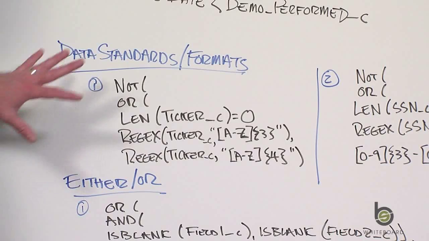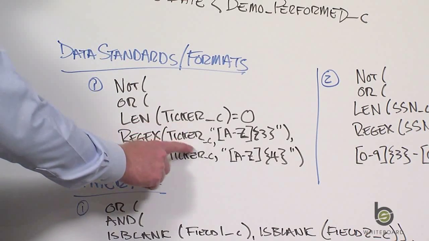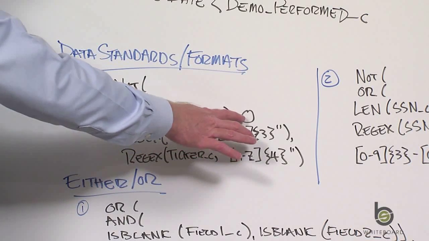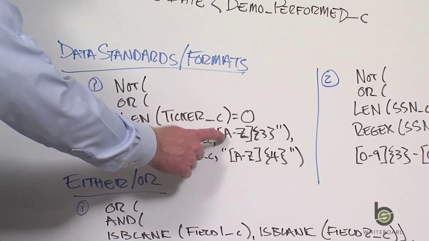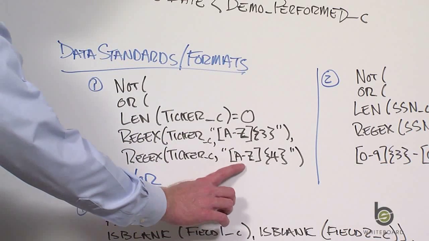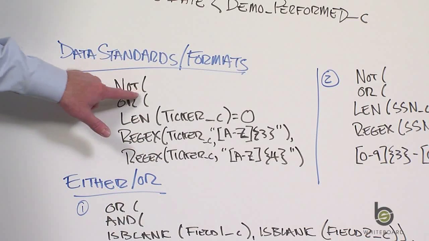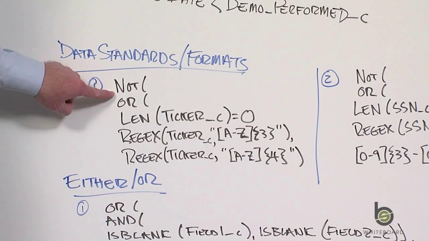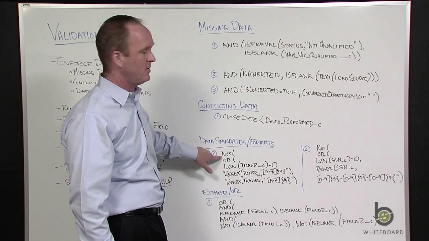So, short answer of how this is done. Here's our ticker field. The ticker can either be 0 length or blank, or the ticker must be a capital A through Z in 3 characters, or the ticker could be capital A through Z in 4 characters. If that's not true, and we put a NOT statement to make the inverse of that, it's going to block the save of the record.